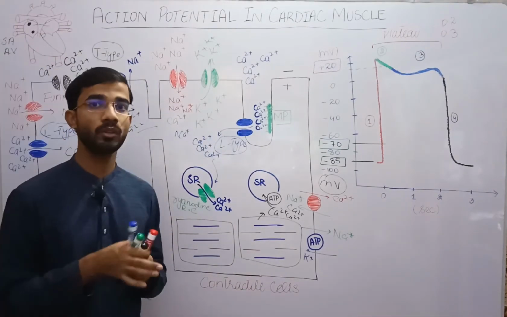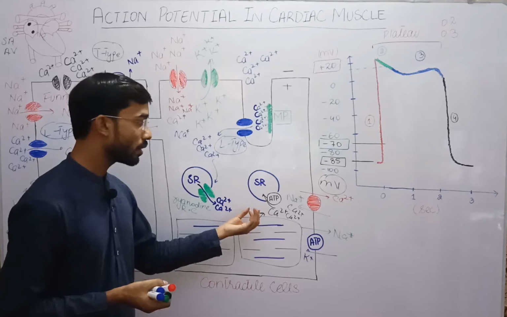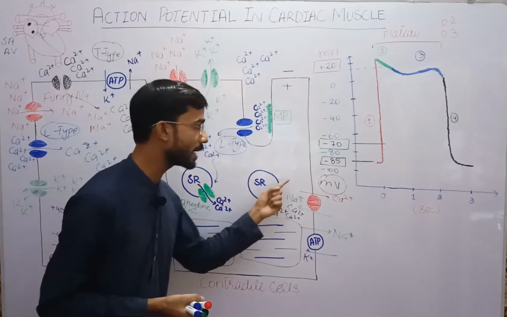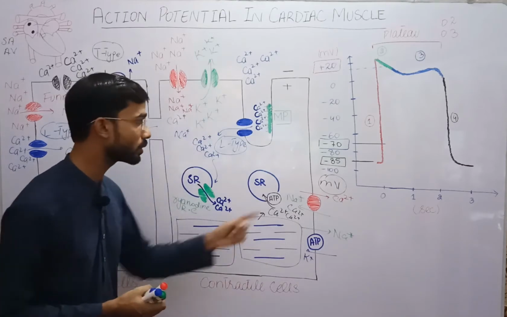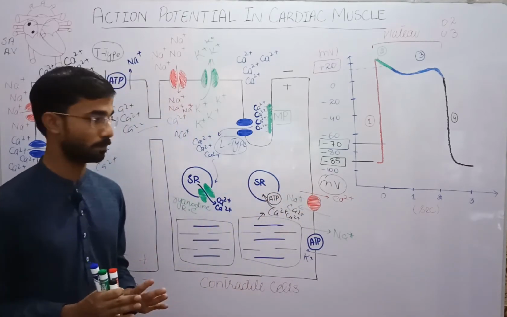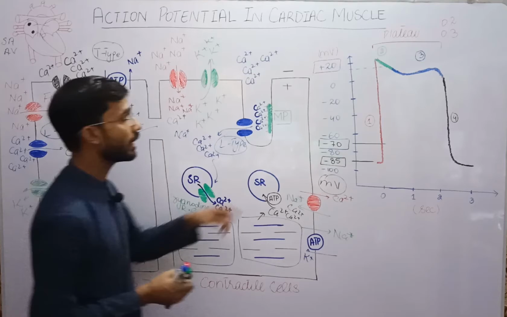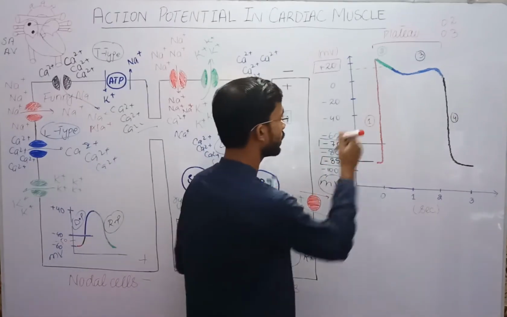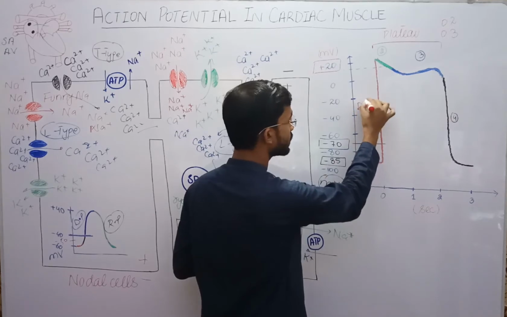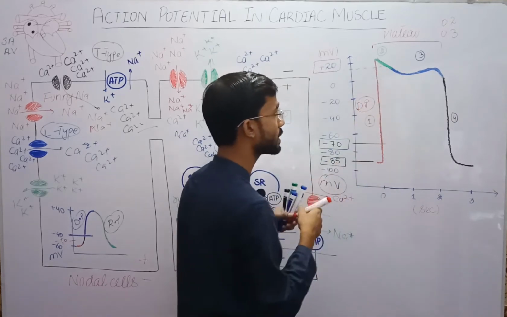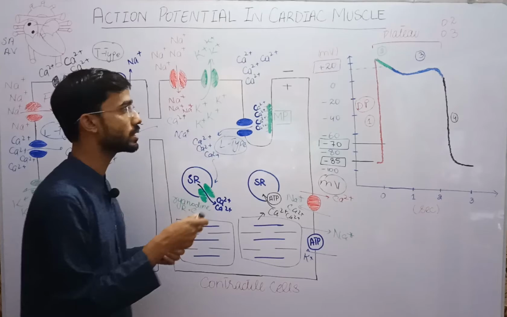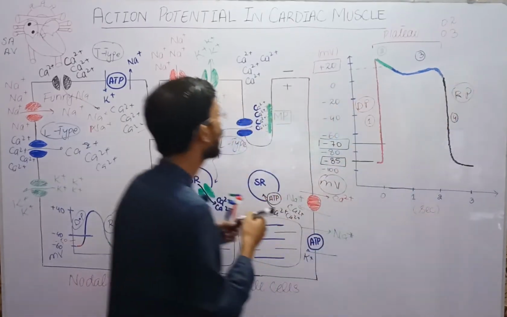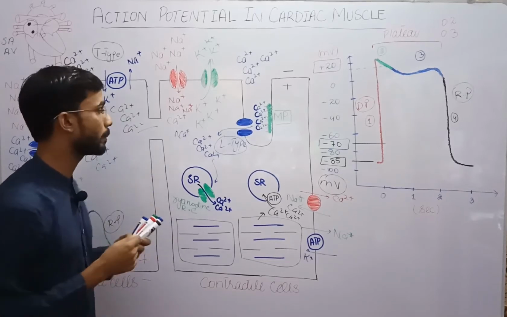Right? There are two portions of the calcium. Some amount of the calcium moves into the sarcoplasmic reticulum, and some amount of the calcium moves out of the cell through the calcium-sodium exchanger. Here we have discussed that this is the depolarization, this is the plateau phase, and now the last step is the repolarization. Repolarization means returning towards the resting membrane potential.